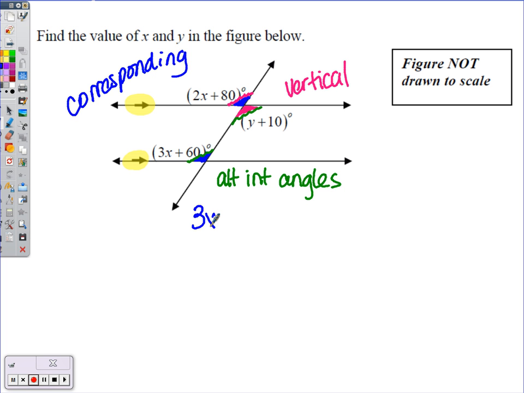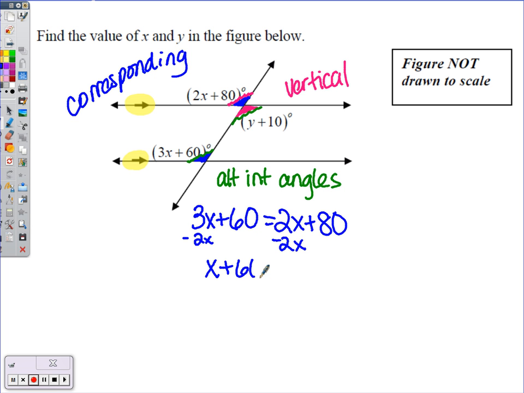We know that 3x plus 60 will be equal to 2x plus 80 because they are corresponding angles, so they'll be the same measure. Let's subtract 2x from both sides, and I'll get x plus 60 is equal to 80. And then I'll subtract 60, and I'll get that x is equal to 20.